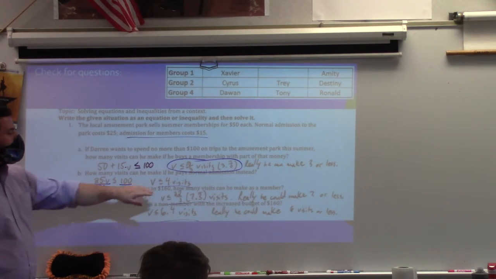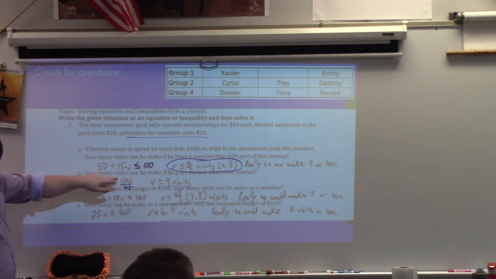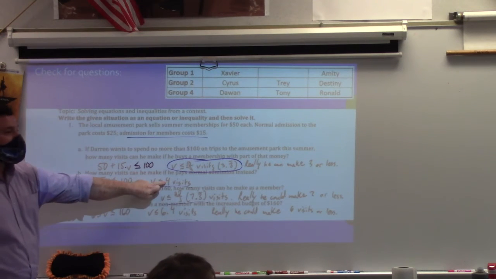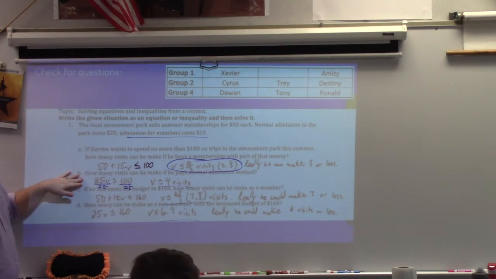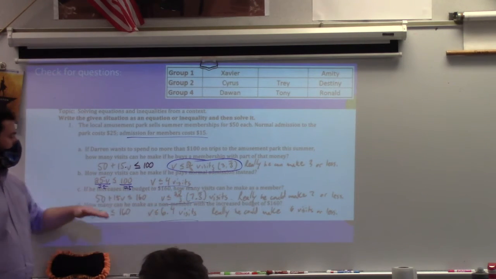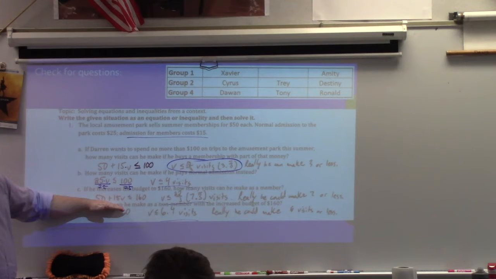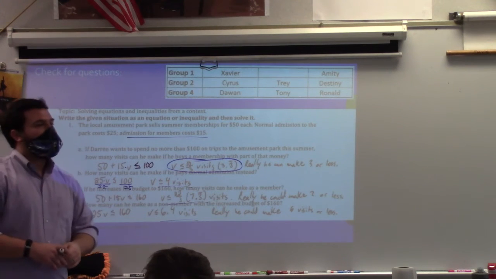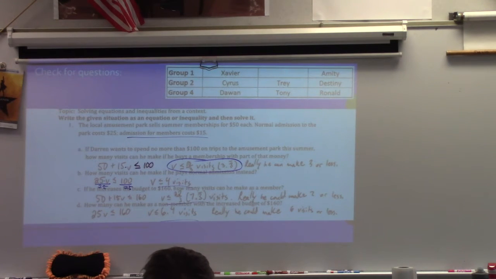But CJ, the point is to notice, if he's only budgeting 100, it's better to pay each time he goes. But if he budgets 160, he can actually get more visits by paying the one-time fee. And those are legitimate considerations that we want to think about as people, because sometimes it makes more sense to pay a membership so you actually pay less overall.